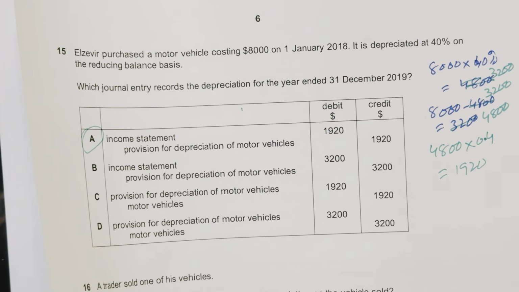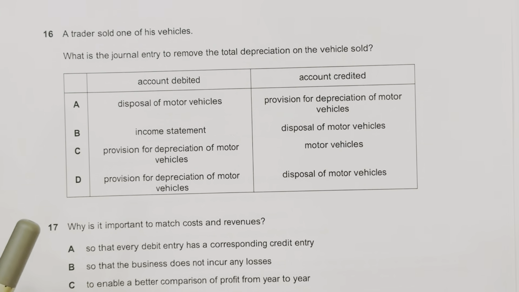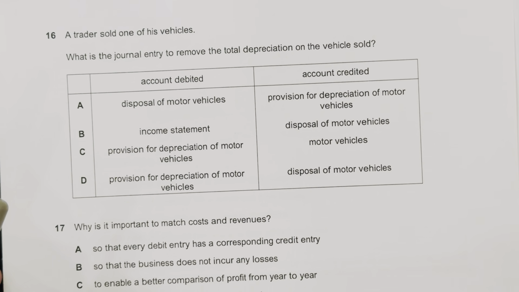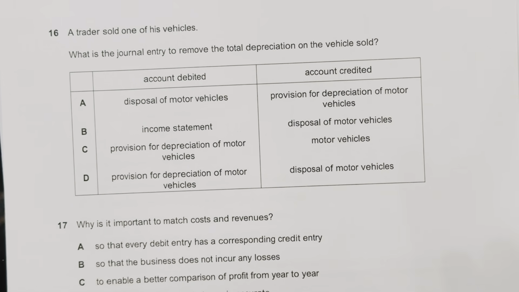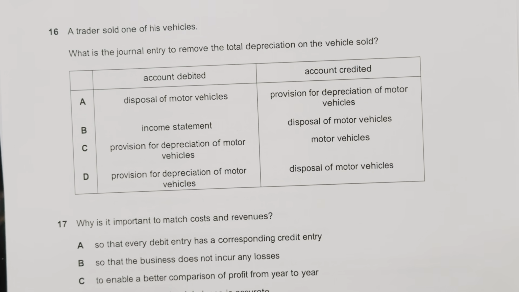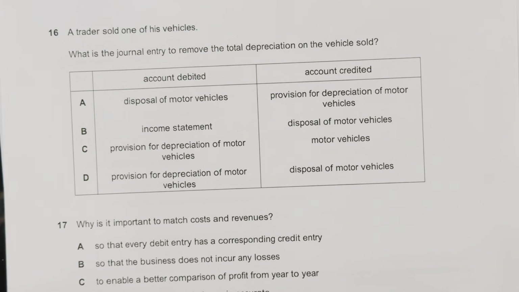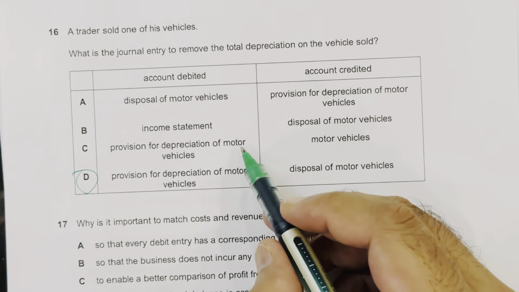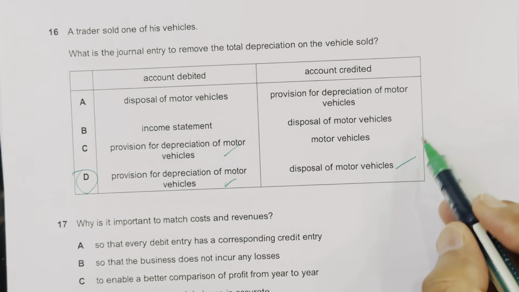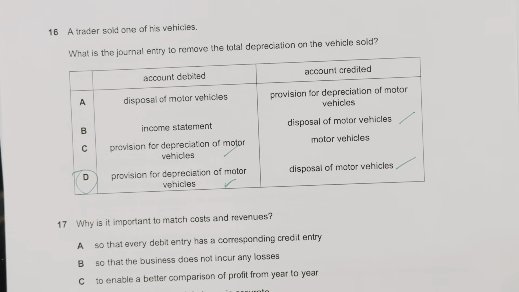Okay, moving to question number 16. A trader sold one of his vehicles. What is the journal entry to remove the total depreciation of the vehicle sold? Okay, we know that the disposal account should carry the provision for depreciation of motor vehicle, that is accumulated depreciation, and that should be debited, and disposal of the motor vehicle should be credited. So option number D is carrying those entries. So option number D is the right choice.